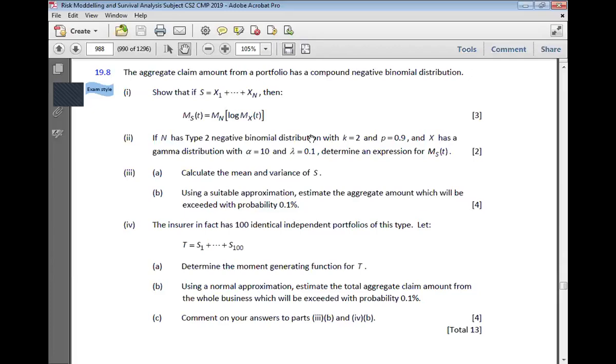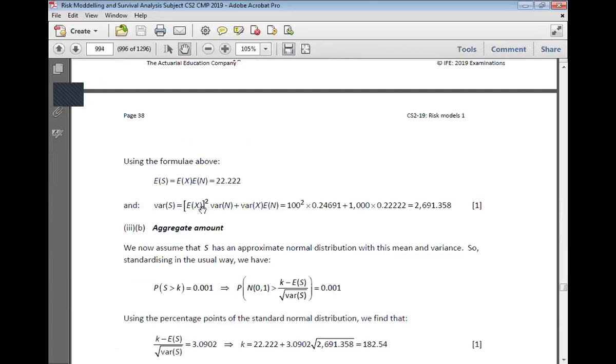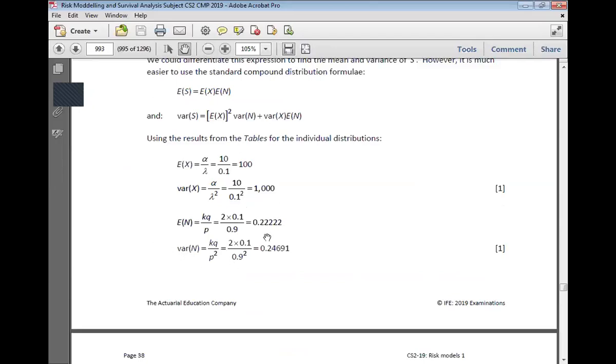Will it be 1000? So your alpha value is 10 and you have 0.1 square in the denominator. So you will get the variance of X as 1000, right? And then what do you have to do? You have to use the variance of X, so you directly substitute 1000 here, and expectation of N and variance of N you have from these calculations.